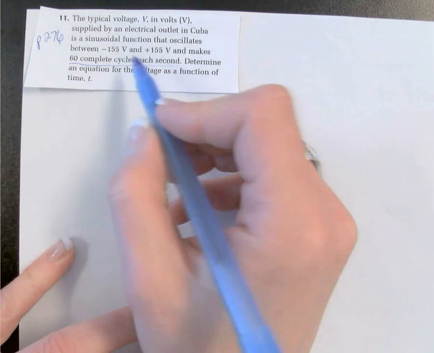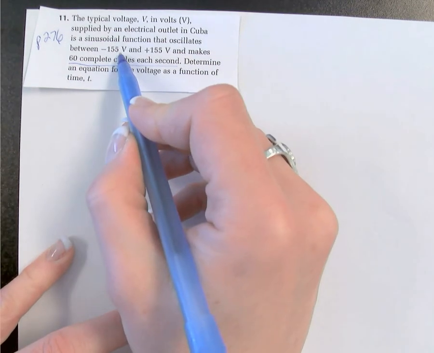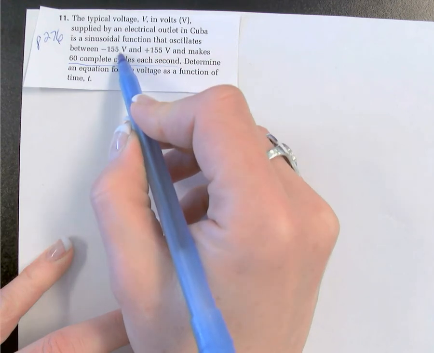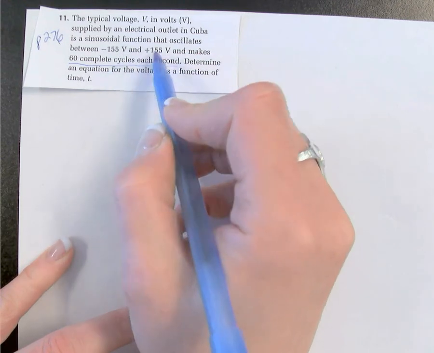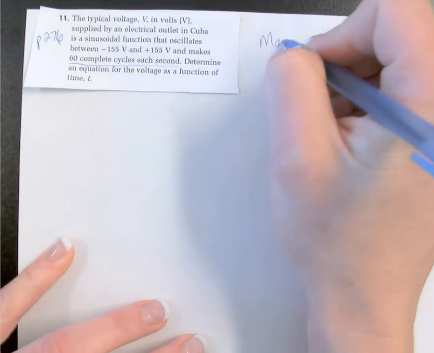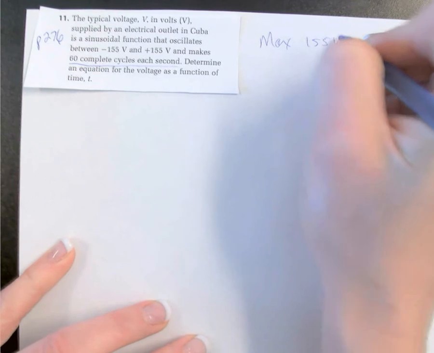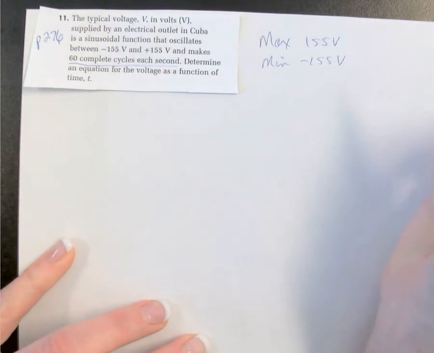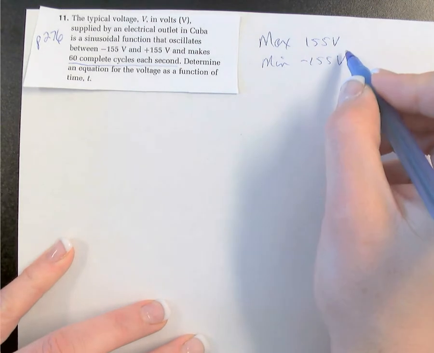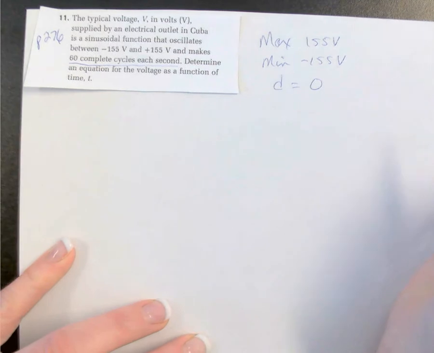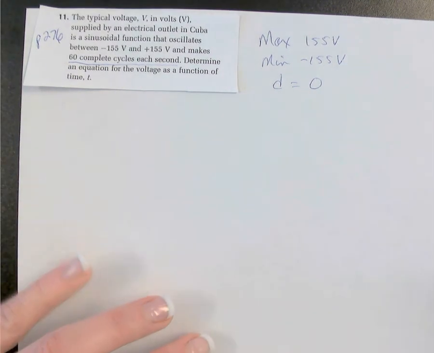First, we're going to look at the negative 155 volts compared to the 155. You can clearly see that it goes down the same distance as it would go up in terms of a sinusoidal function. So our max is 155 volts and our min is negative 155 volts. That would tell me that right in the center must be 0. So there's no vertical or horizontal shift, so we have a D value equal to 0.